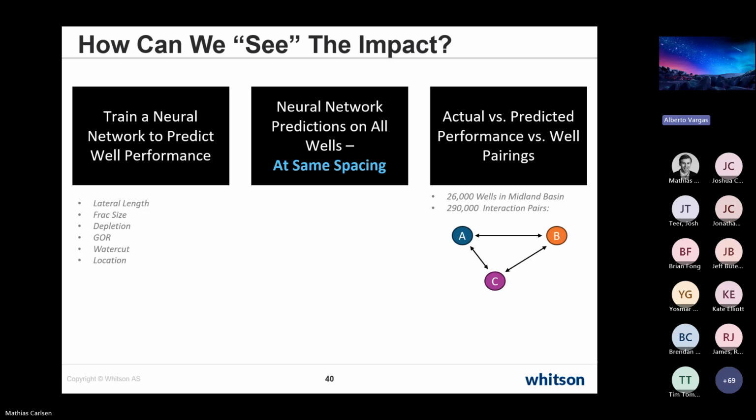And then we're kind of looking to see on tighter wells or at certain geometries, are we seeing more degradation once we've normalized for all the other aspects? Midland Basin gives us a lot of data to be able to look at that from. There's 26,000 wells. And since every well has possible neighbor pairings, there's actually 290,000 interaction pairs that we can look at. So a lot of data there.